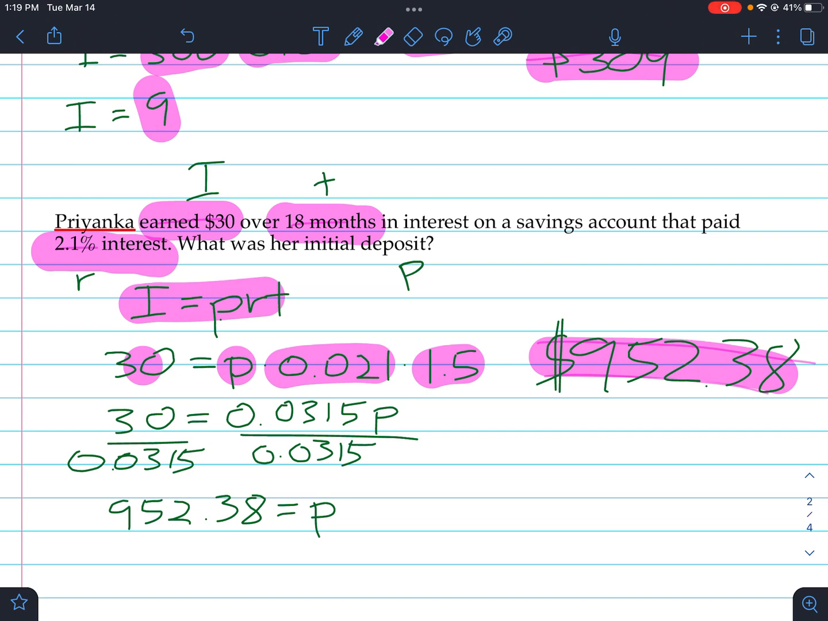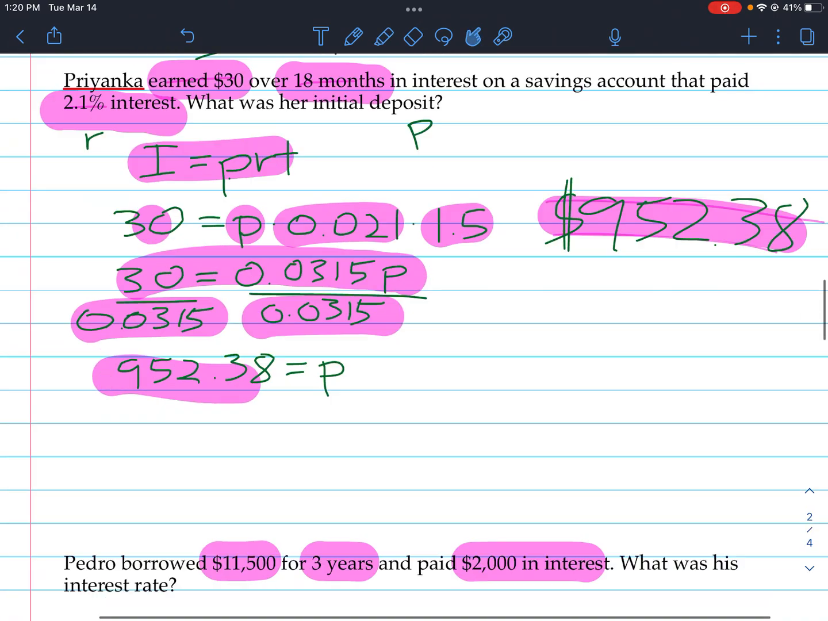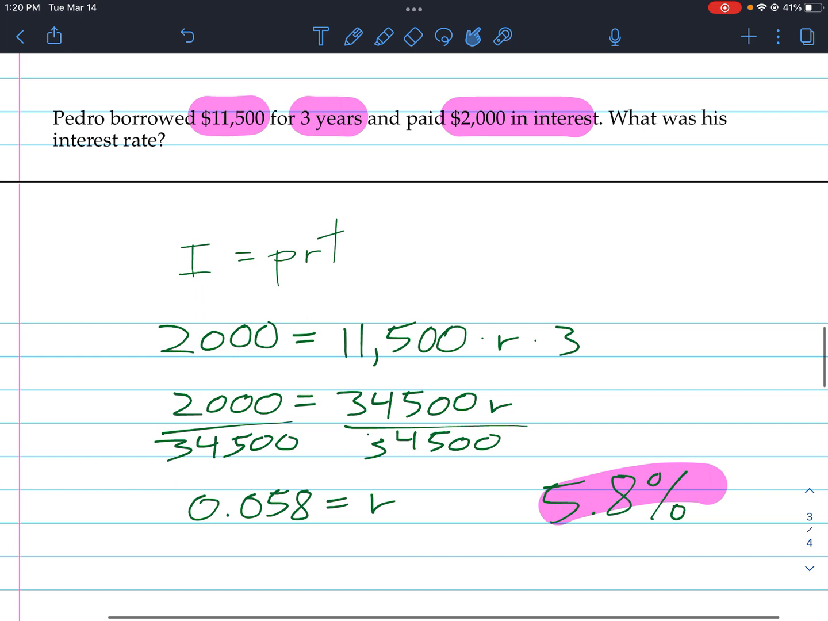Then I can multiply 0.021 and 1.5, and I get 0.0315. So I get 30 = 0.0315P. Divide both sides by 0.0315, and you get 952.38. That means Priyanka's principal was $952.38.